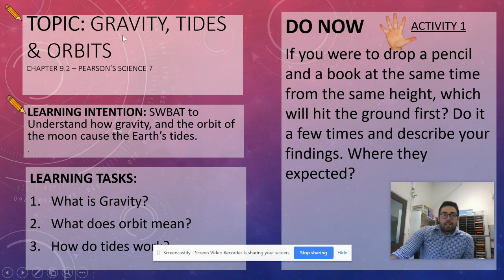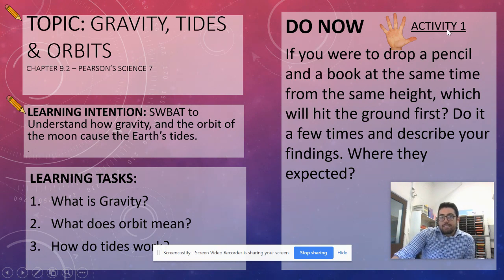Today we are covering gravity, tides and orbits. Our learning intention today is students will be able to understand how gravity and the orbit of the moon causes the Earth's tides. Okay, our learning task for today will be to discover what is gravity, what does orbit mean, and how do tides work. Okay, so that's what you're going to be covering today.